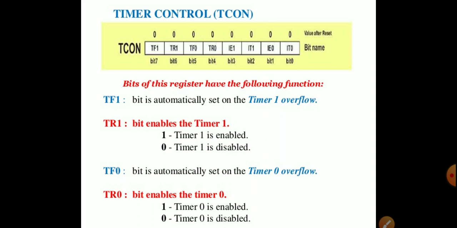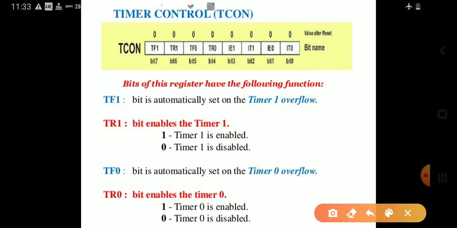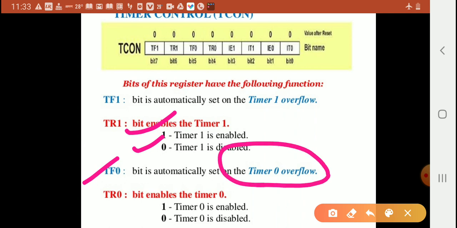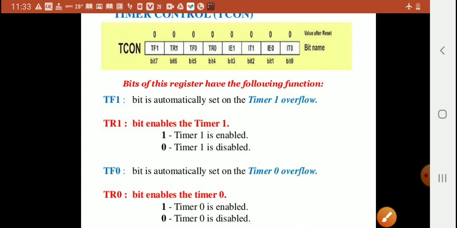TF1 bit is automatically set on the timer 1 overflow. TR1 bit enables the timer 1. If it is 1, timer 1 is enabled, and 0 means timer is disabled. That means 1 is the on condition and 0 is the off condition. TF0 bit is automatically set on the timer 0 overflow. TR0 bit enables the timer 0. 1 means timer 0 is enabled and 0 means timer 0 is disabled. This is the timer control register TCON.